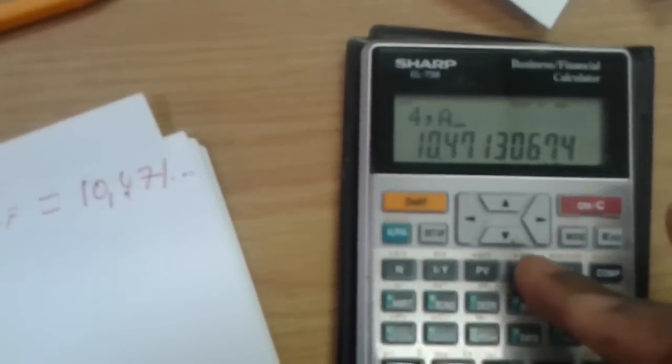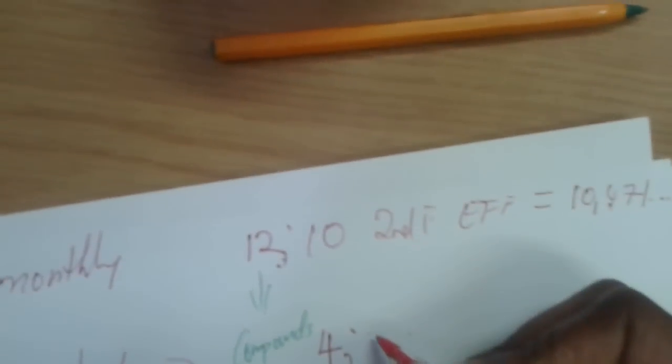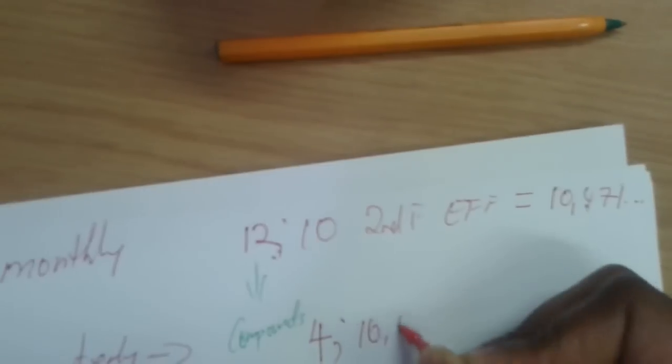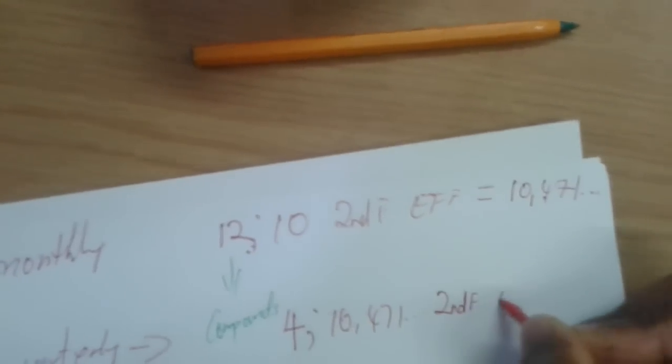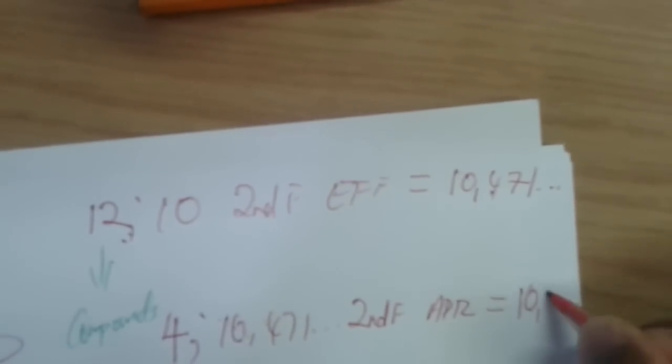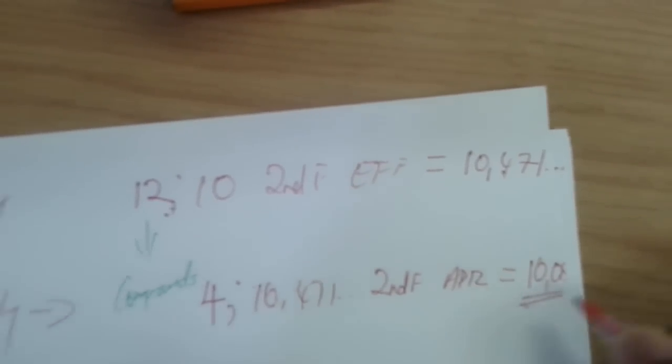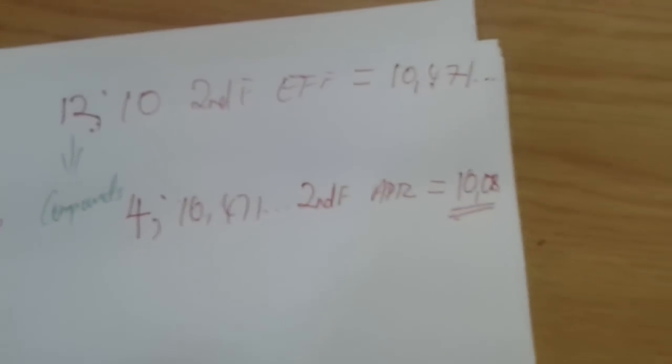So once I do this, I say second function, APR, or the nominal. So that's 10.471, then second function, APR, and the answer is 10.08. Okay, just bear with me there. 10.08, which is exactly the same answer as that. You see, 10.084, same answer.